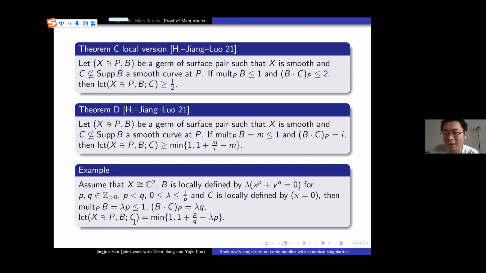Then in this case, we can show that the log canonical threshold is equal to the minimum of 1 and 1 plus P over Q minus lambda P. So again, in order to show the log canonical threshold in this case, you might take some blow up, and then you can compute the log canonical threshold.